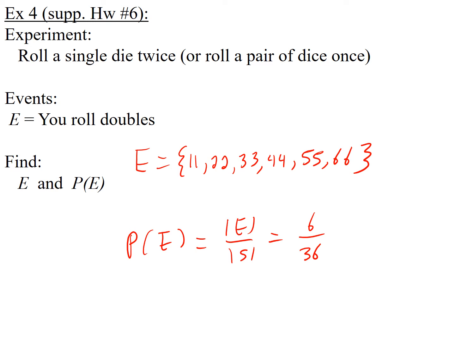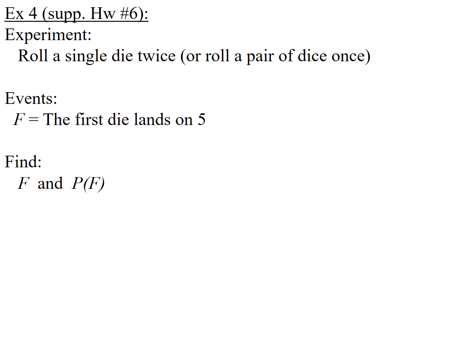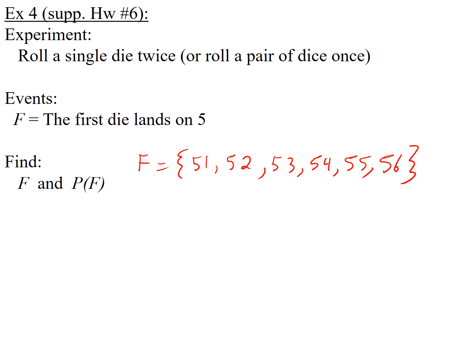Okay, let's try the next one. F is the event that the first die lands on 5. Okay, F for 5 it looks like. So F, you have to list all the outcomes where the first die lands on 5. So I guess it's 5, 1, 5, 2. Any outcome where the first one lands on 5. So they don't mention anything about the second one, so the second one can be anything. So let's keep going. 5, 3, 5, 4, 5, anything. So it looks like those are all the outcomes there. Okay, then ask for probability of F. Again, formula, absolute value of F over absolute value of S. And again, if you look up there and count, it looks like we have 6 things again, 36 total.